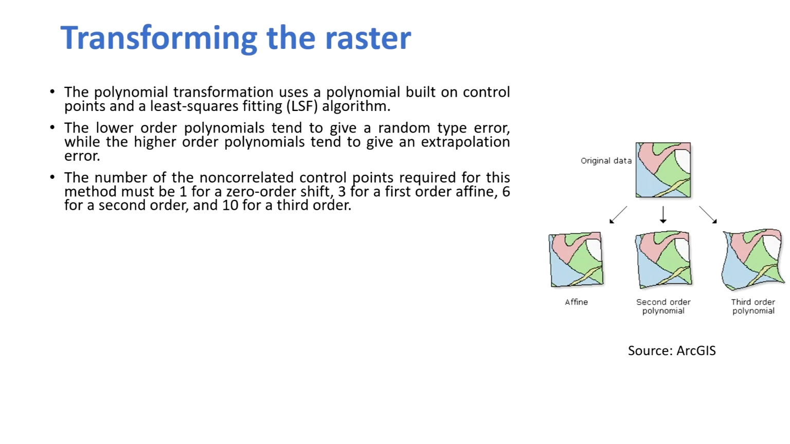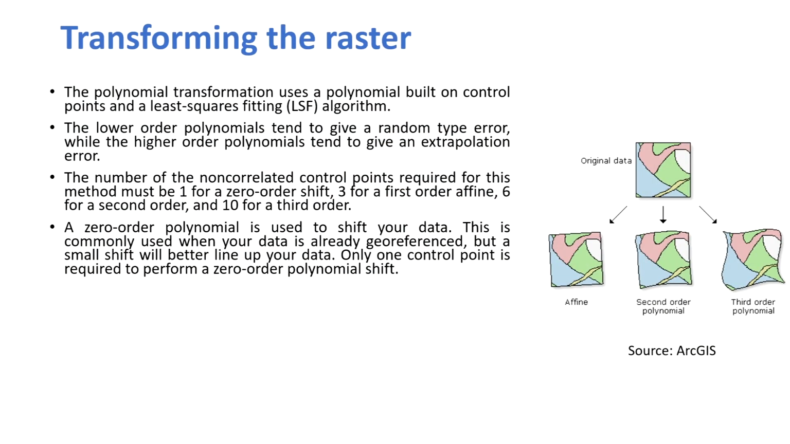The number of non-correlated control points required for this method must be 1 for zero order polynomial equations and 3 for a first order polynomial equation or affine coordinate transformation. You have to choose 6 control points for a second order polynomial equation and at least 10 ground control points for a third order polynomial equation. So keep in mind that the higher order polynomial equations you want to apply, the more ground control points you need to add to do the georeferencing.